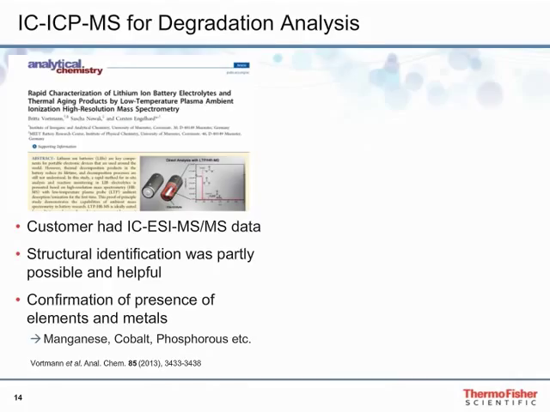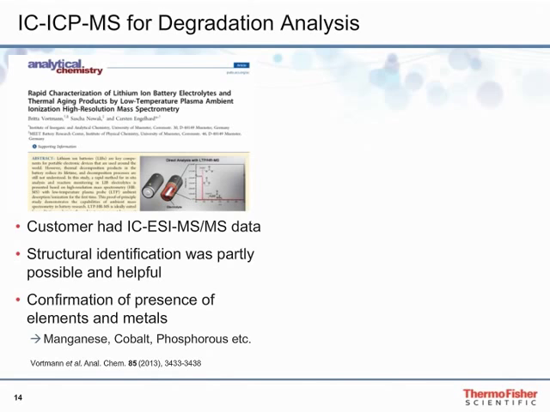This topic is of particular interest to manufacturers of battery cells who are affected by battery cell degradation. The data presented here is based on a collaborative effort between Thermo Scientific and a lithium-ion battery manufacturer. The customer collected data using ion chromatographic separation with ESI tandem mass spectrometry detection. Their data collection efforts were useful in producing structural identification. However, the technique was unable to confirm the presence of elements such as manganese, cobalt, and phosphorus. Thermo Scientific provided results based on ion chromatographic separation with IC-MS detection to provide complementary results to those that had been collected by the customer.